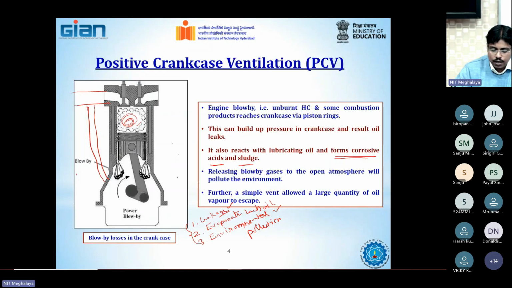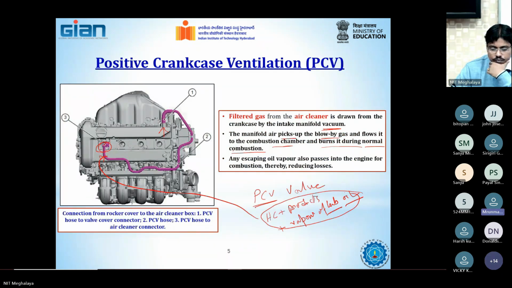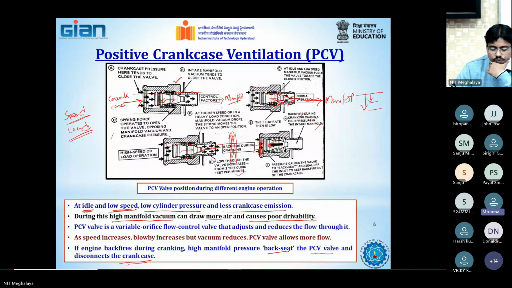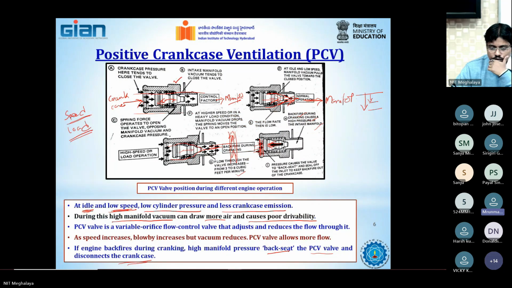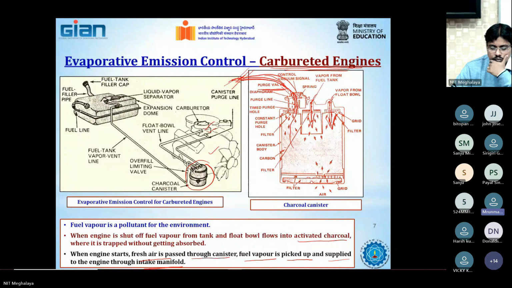Sir, actually, all these emission systems are only for petrol engines, or for diesel engines also, sir? Both types of engines, both petrol engines and diesel engines. But sir, diesel is not that volatile as compared to petrol. So does that mean the charcoal canister is also present in diesel engines, sir? I have seen the charcoal canister in some petrol engines, in my bike also, sir.